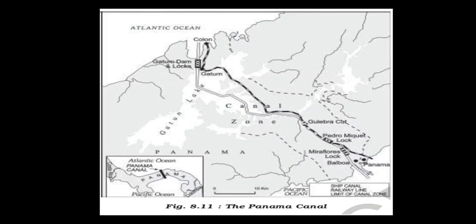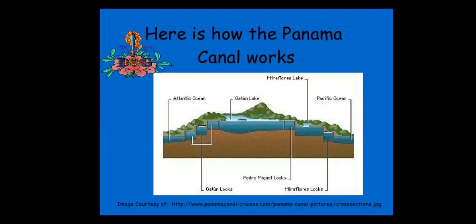So below that we have a map. That particular dark line indicates the Panama Canal that is constructed on the isthmus. We already know isthmus means a narrow landmass. That particular narrow landmass divides the two water bodies. So that is the isthmus. This is how the Panama lock system works.